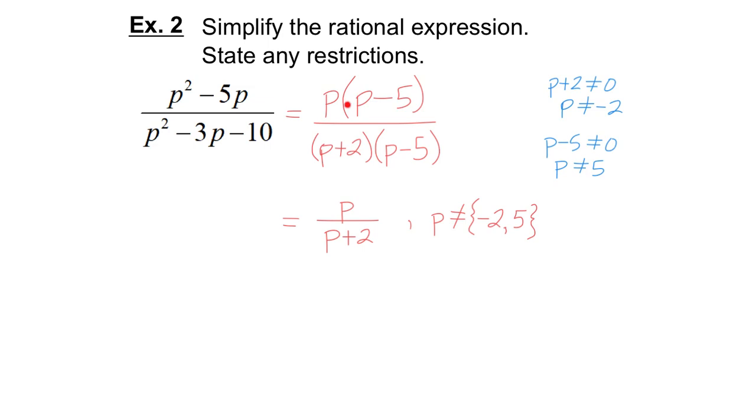I notice that p minus 5 divided by p minus 5, they cancel out. I'm left with p over p plus 2. And I state my restrictions. P cannot equal negative 2 or 5. I'm writing it in set notation here, just because p can't be the set of these two numbers. It's kind of like how we were writing domain and range before.